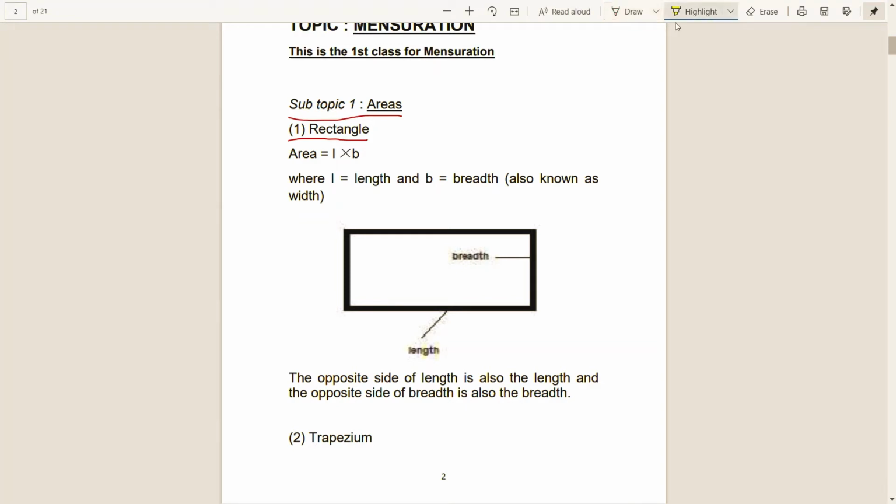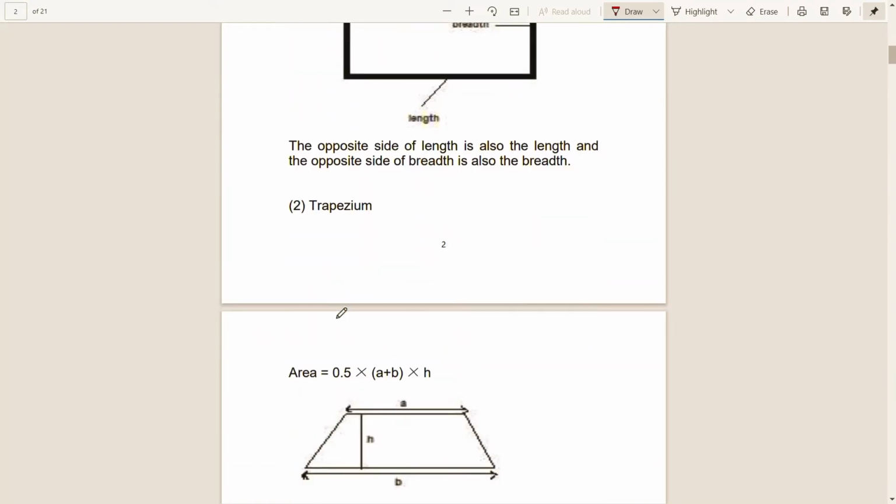The area formula we will be revising is: area is length multiplied by breadth or width. Let me underline it. Area is length into breadth, L multiplied by B. Let's move on to trapezium.